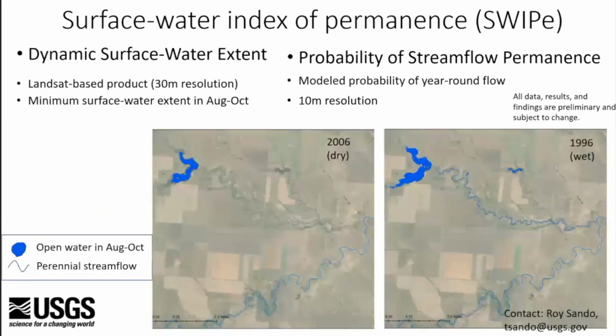Another example of how these models can be used is integrating them with other data sets that can describe surface water presence. So this is work with Roy Sando. I'm not part of this project. They call it SWIPE, which I find hilarious. Surface water index of permanence, where they're combining probability of streamflow permanence for the Upper Missouri model.